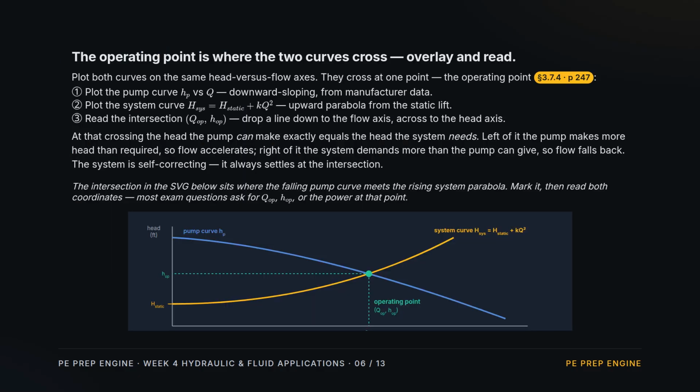Overlay the two curves on the same axes. Look at the figure. Plot the pump curve sloping down. Plot the system curve, the parabola rising from the static lift. Read the intersection. Drop down to the flow axis for the operating flow, across to the head axis for the operating head. There, the head the pump can make equals the head the system needs. And it's stable. Left of the crossing, the pump overpowers the system and flow speeds up. Right of it, the system outdemands the pump and flow falls back.